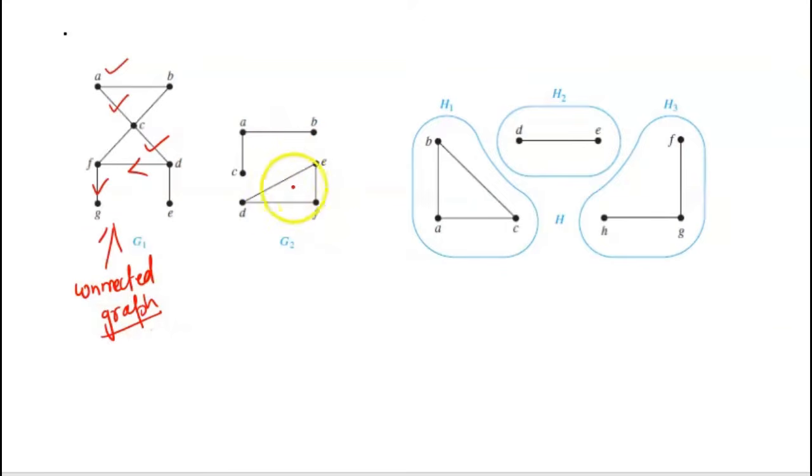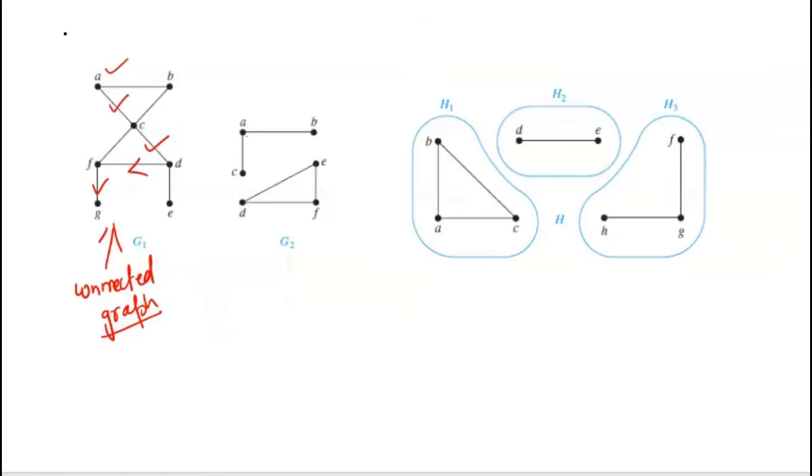But if you look at this graph, this is not a connected graph, because all these 6 vertices are part of the same graph, yet if I have to move from A to E, there is no path from A to E. I can move from A to B, I can move from A to C, but I can't move from A to E. So this is a disconnected graph, right?